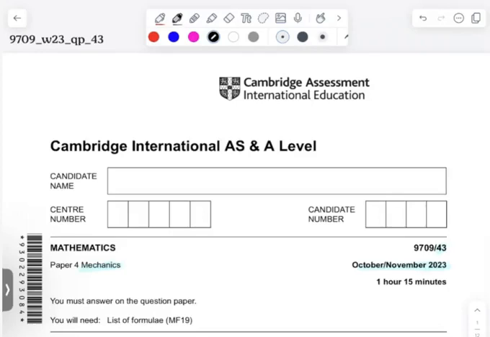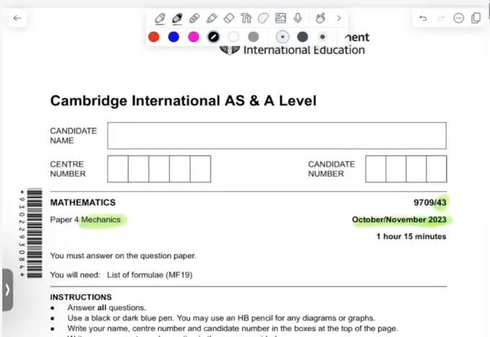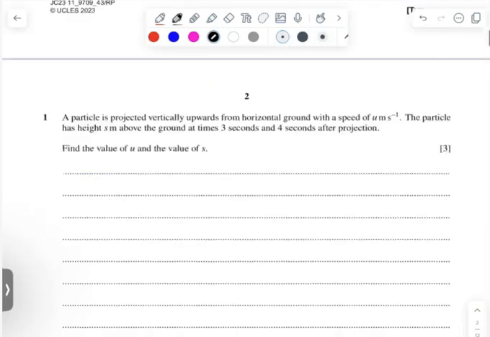Hello! Alright, today I'm going to be doing a paper with you. This is mechanics. So we're looking at mechanics. It's November 2023, and this is paper 4.3. So let's just dive right into it.